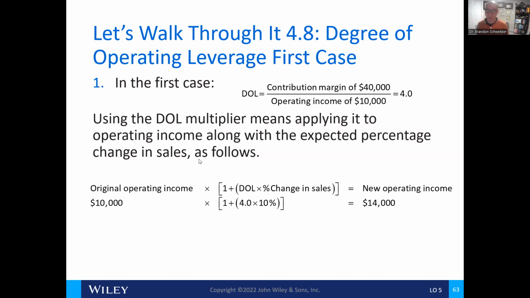Using that 4 degree of operating leverage, we plug it into our formula for the change. 4 times the 10% change plus 1 times the original operating income of 10,000 means that our new operating income will be 14,000.